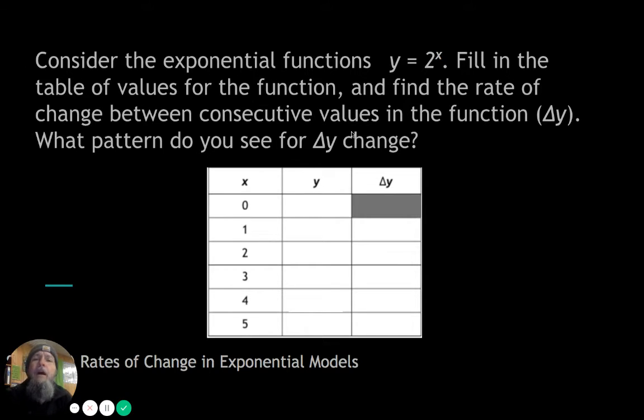So let's start. When x is 0, 2 to the x is 1. When x is 1, 2 to the x is 2. The change in y is 1. When x is 2, y is 4, and the change in y is 2. Is that true? Yeah, 2 plus 2 is 4. When x is 3, y is 8, and the change in y is 4. And x is 4, y is 16, change in y is 8. X is 5, y is 32, change in y is 16. What do you notice about this value of y and this value, the change in y?